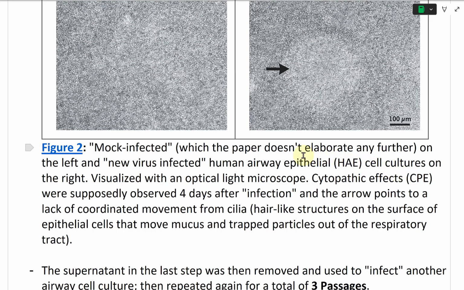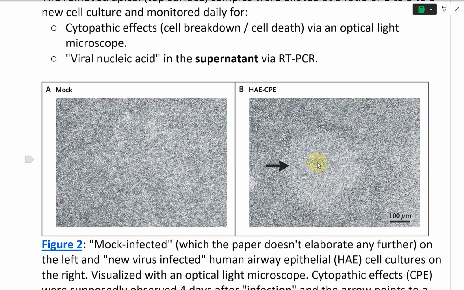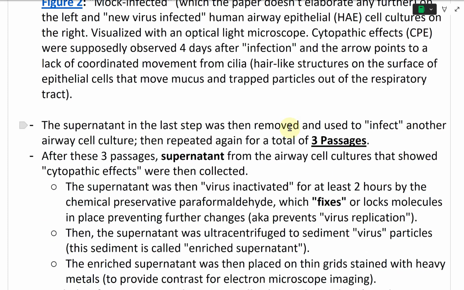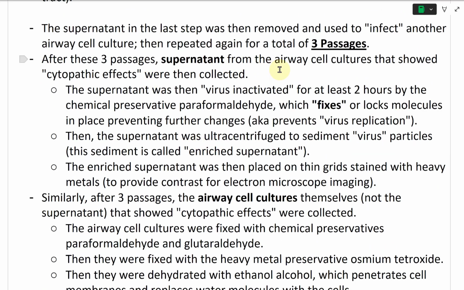And the arrow points to a lack of coordinated movement from cilia, or hair-like structures on the surface of epithelial cells that move mucus and trap particles out of the respiratory tract. So supposedly, that's CPE. Alright, the supernatant in the last step was then removed and used to, quote, infect another airway cell culture, and then repeated again for a total of 3 passages. After these 3 passages, the supernatant from the airway cell cultures that showed these cytopathic effects were then collected.